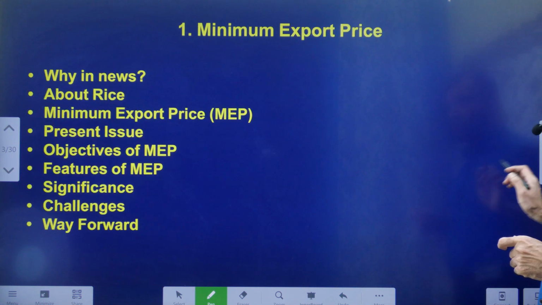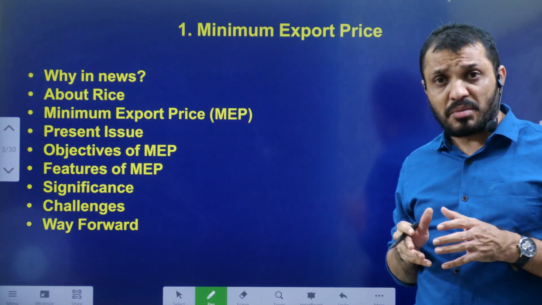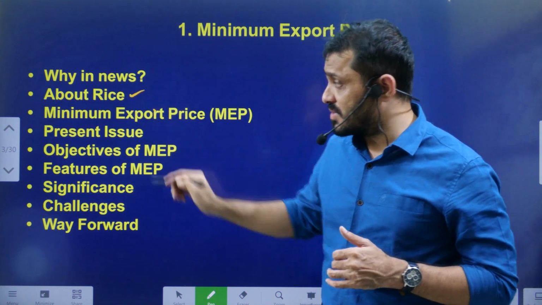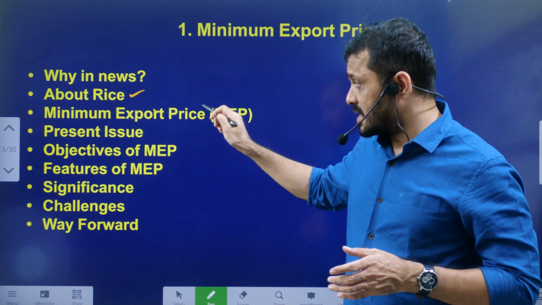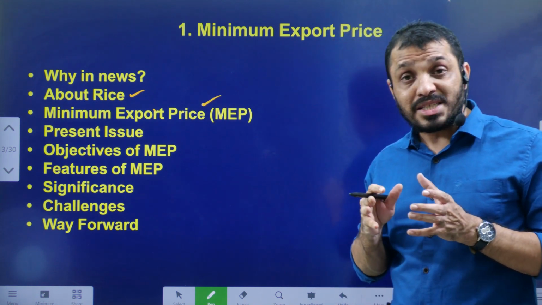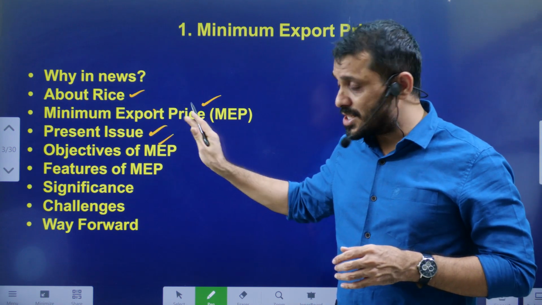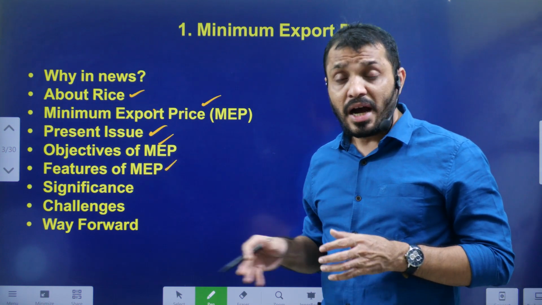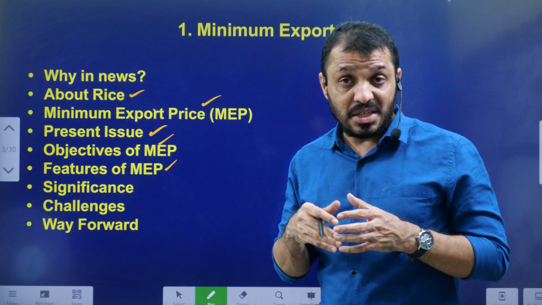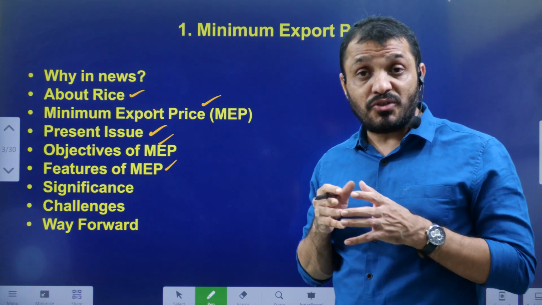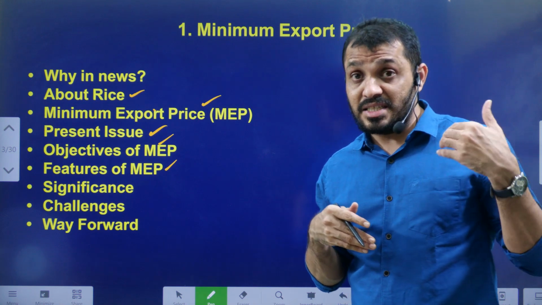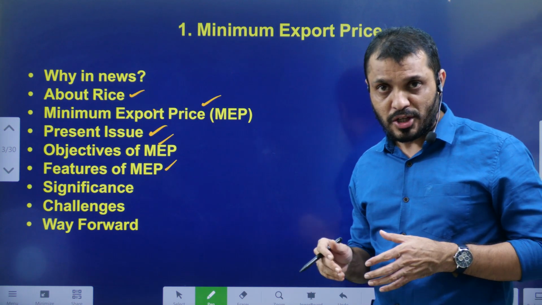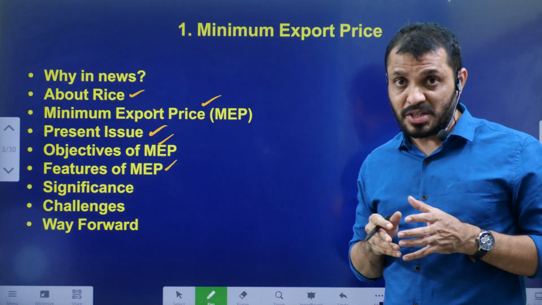Now let's see. In this video, we are going to discuss this minimum export price, in terms of which goods, especially rice. Then what is the minimum export price, the definition and the concept behind it. Then we will discuss the objective behind it, the features of the minimum export price, and the challenges, whether it is affecting our bilateral trade or not. Because of our minimum export price, is it giving any advantage to other countries like Pakistan or not? We are going to discuss those issues. So these are the video components of this issue.